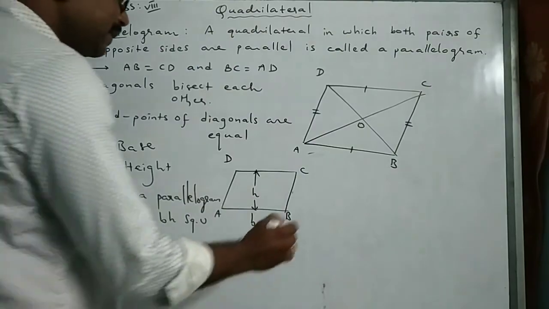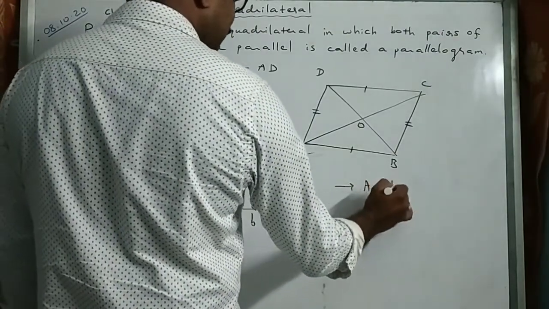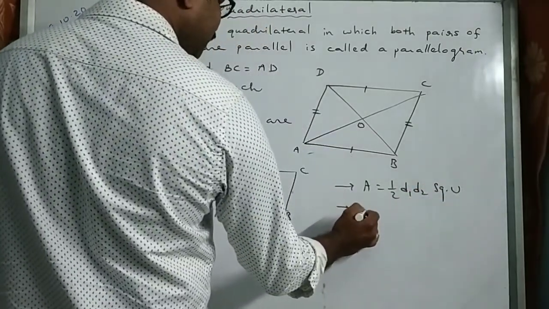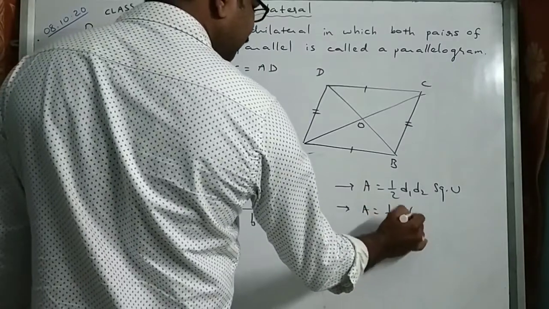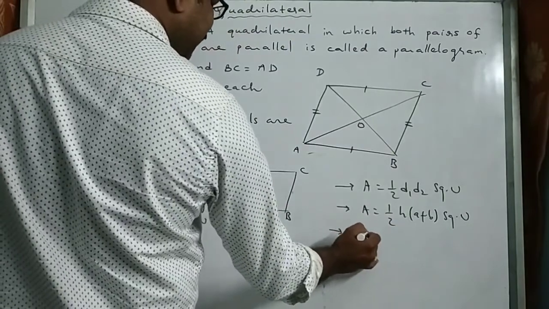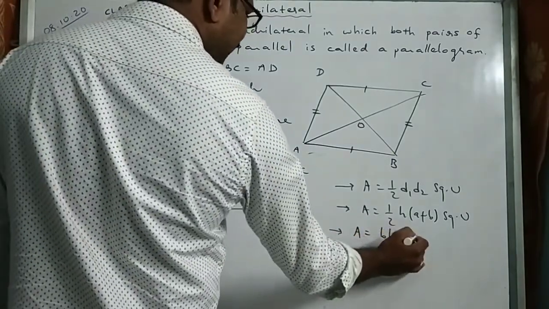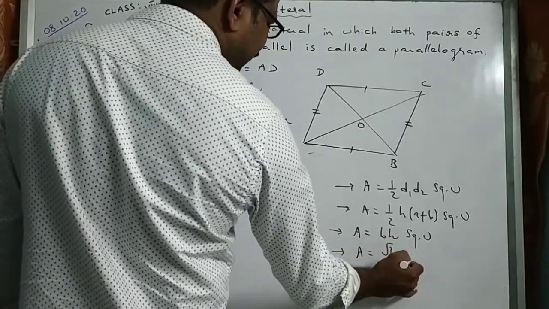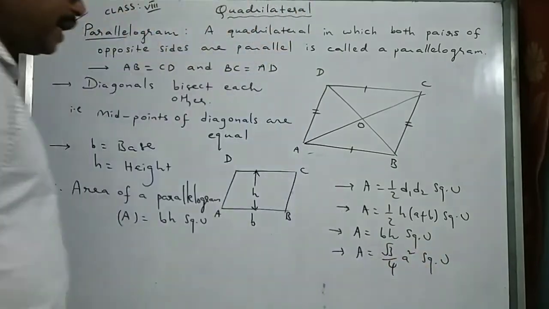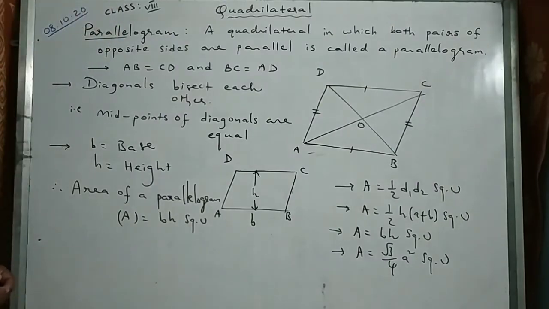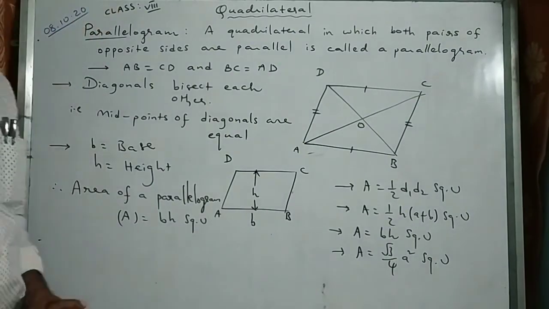Area of rhombus, remember the formulas: half d1 into d2, square units. Area of trapezium: half h into (a plus b), square units. What is the area of parallelogram? b h, square units. And one more formula, the area of an equilateral triangle I also told you: root 3 by 4 a squared, square units. So learn these concepts today. We will see problems on these concepts in the next class. Thank you.